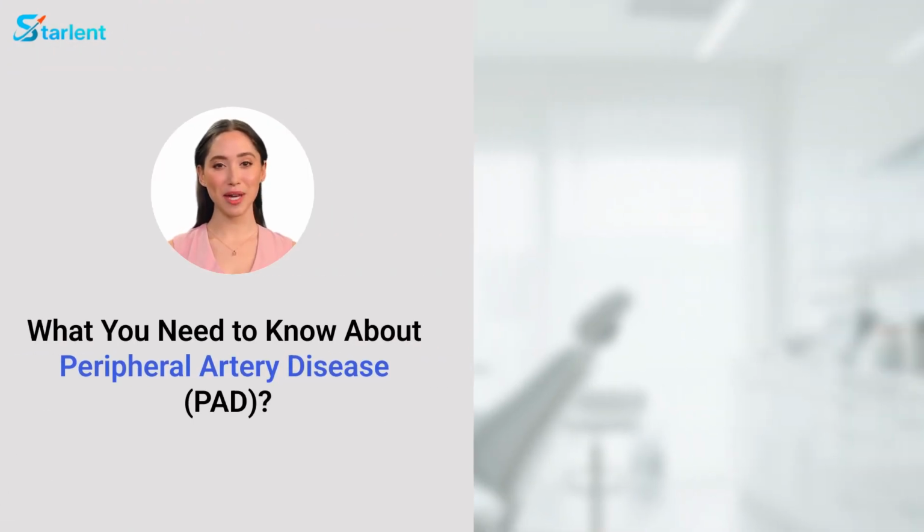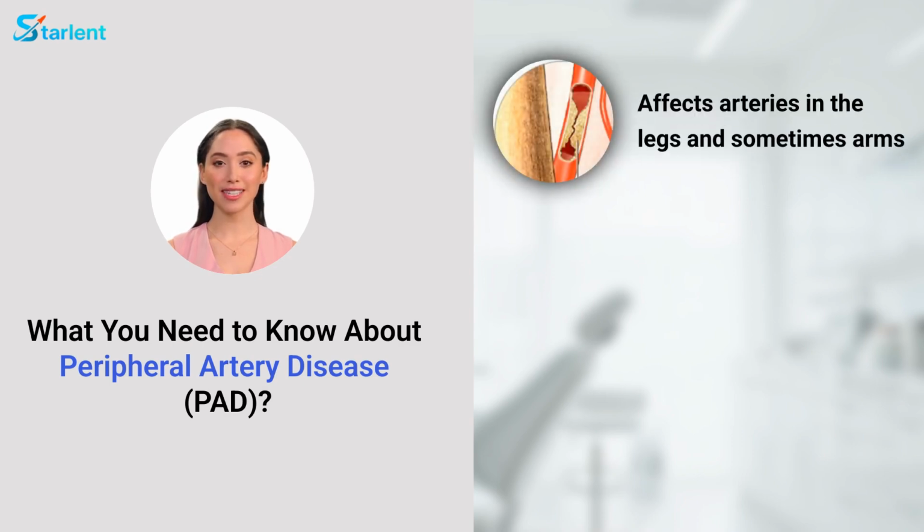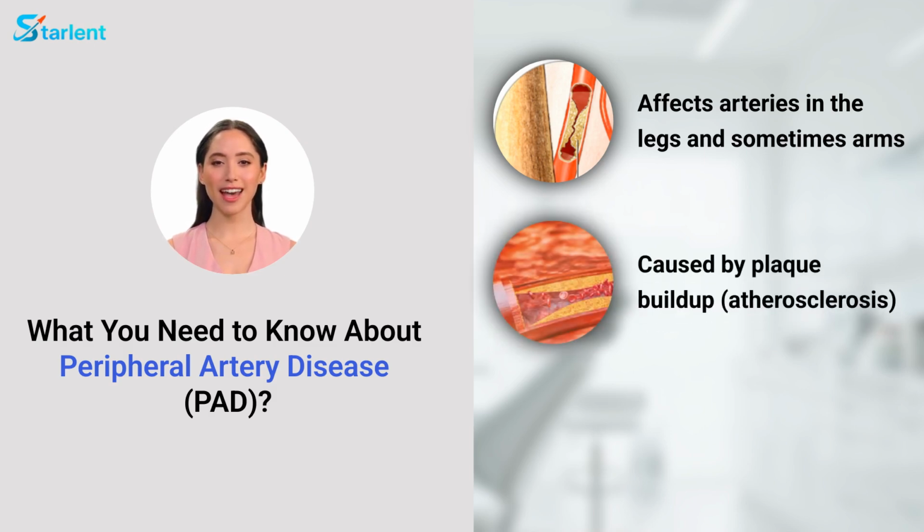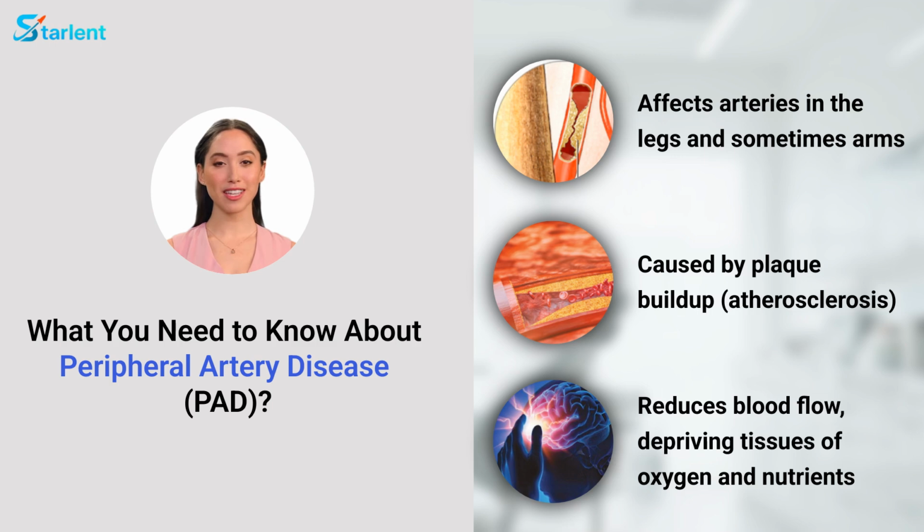Peripheral artery disease, or PAD, is a condition where arteries in your legs and sometimes arms become narrowed or blocked. This is usually due to plaque buildup known as atherosclerosis. As a result, blood flow is reduced, and tissues don't get the oxygen and nutrients they need to function properly.